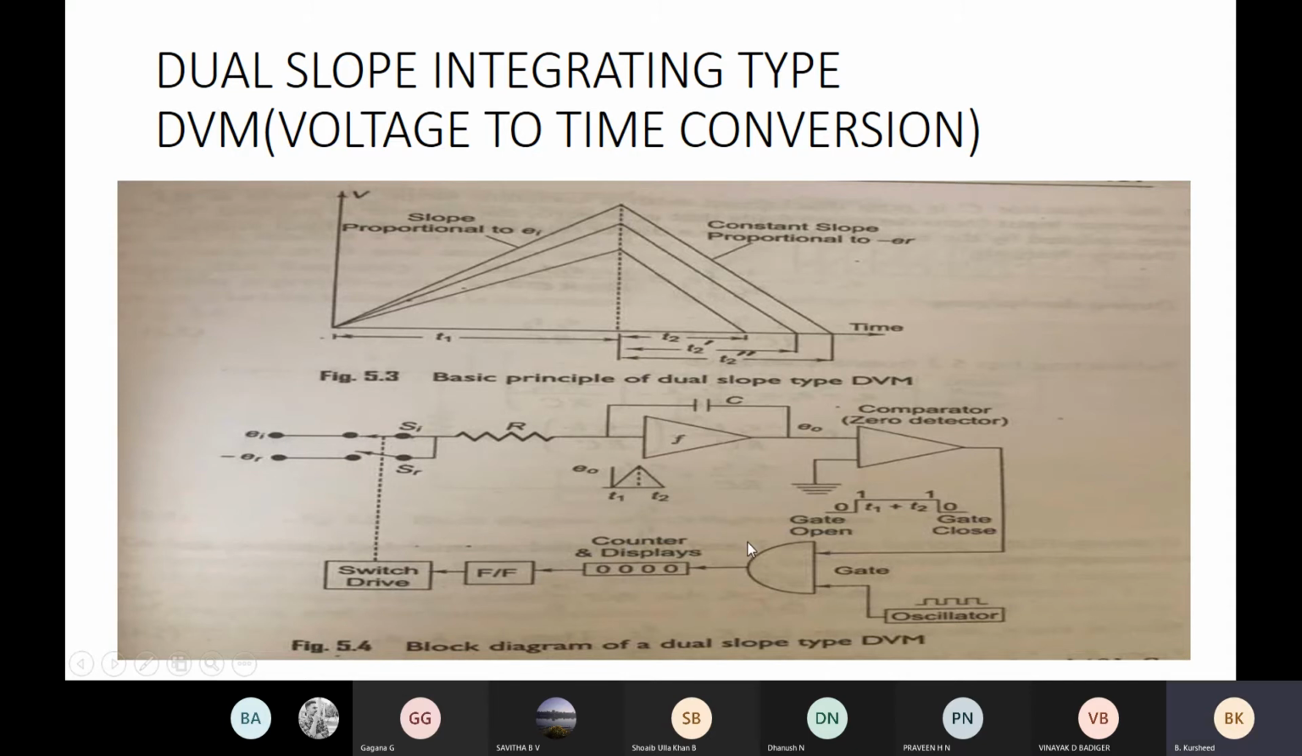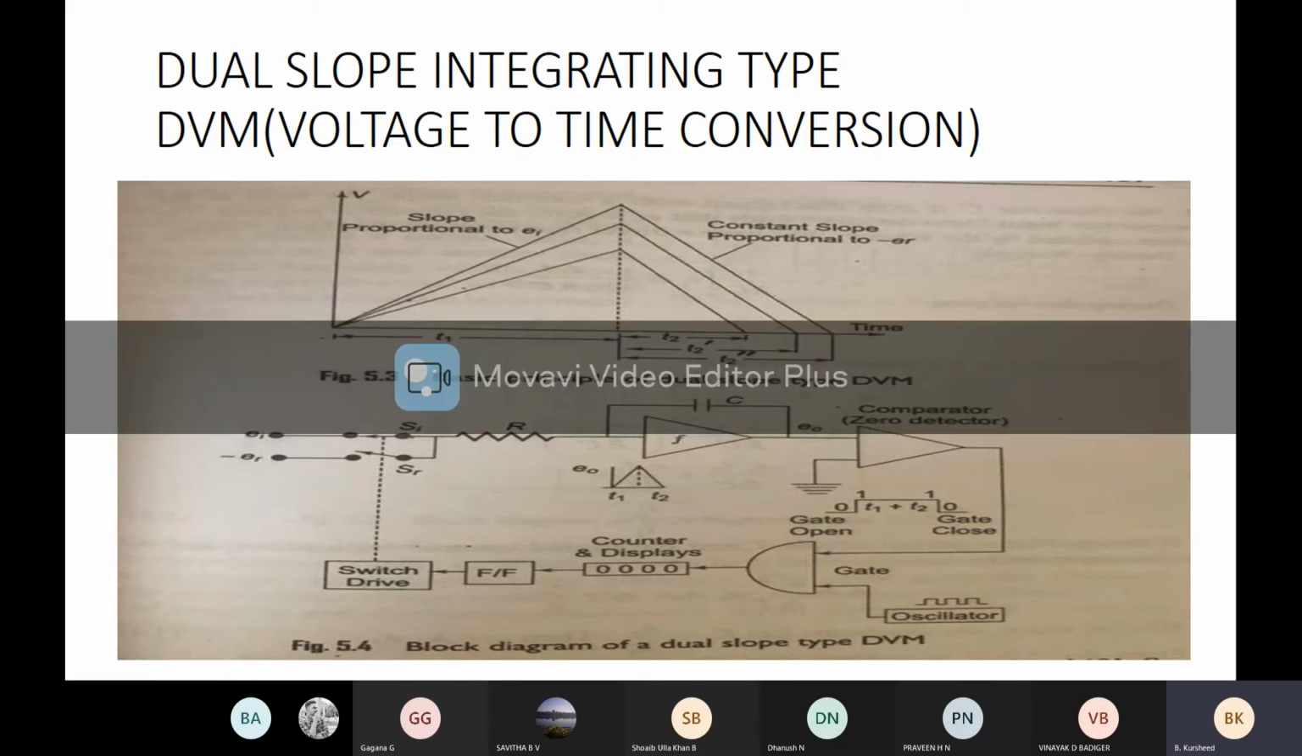In this case, what happens first? Initially, the counter will be 0.